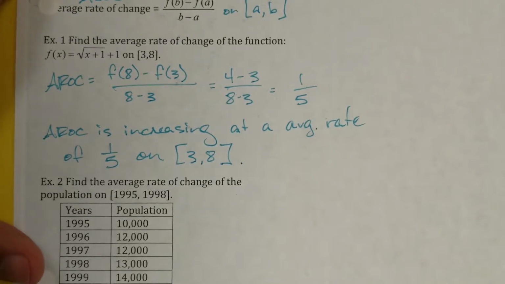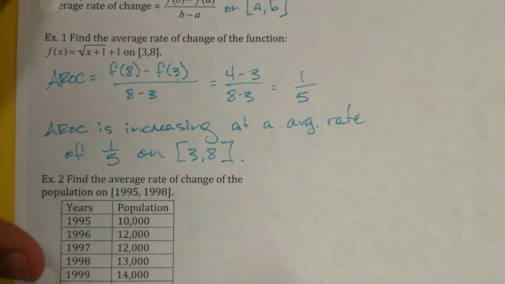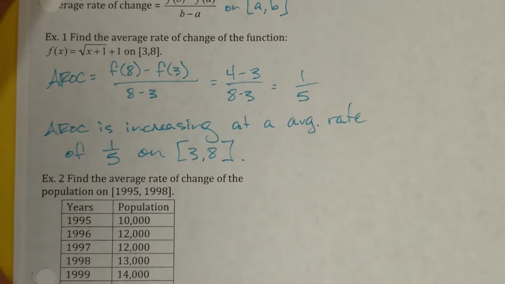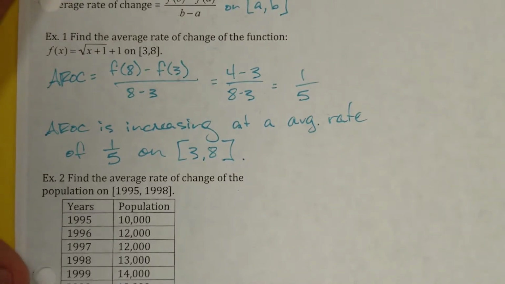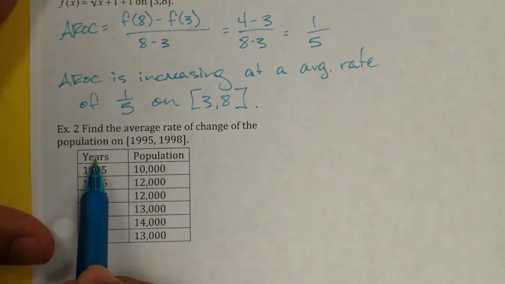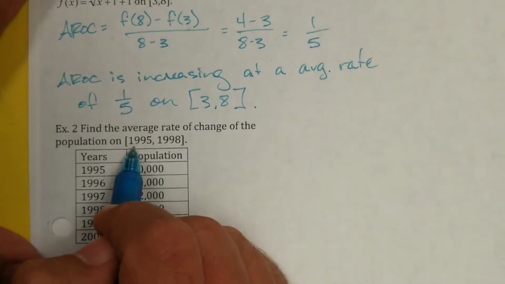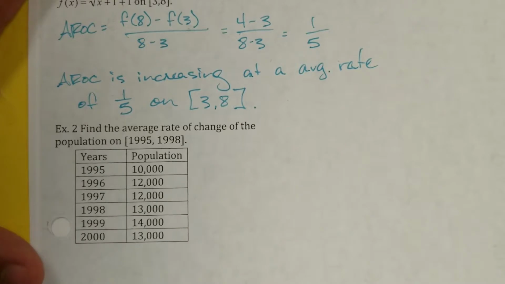So you just write it in a complete sentence like that. The only thing we're missing there is units. So if we were talking real world stuff, we would make sure to add some units in there. Like the example down here. Find the average rate of change of the population on the interval 1995 to 1998.